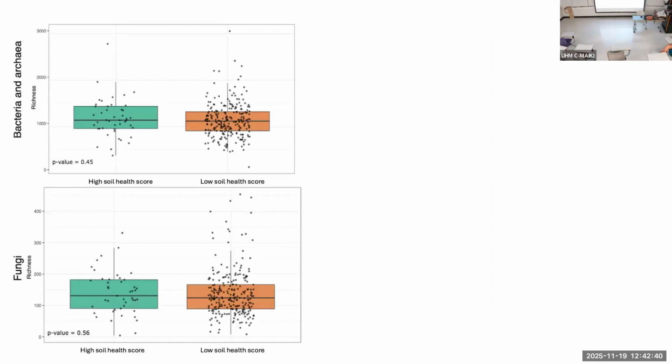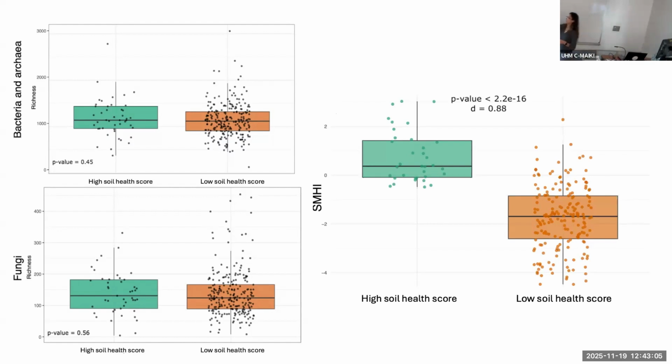And just before I talk about the results of the index that we created, once we divided the data into high and low soil health scores, if you look again at diversity, we can see that it does not stratify the data well. For both bacteria and fungi, we see no difference across these two sets of samples. However, once we calculate the soil microbial health index whose concept I just presented, we can see that this stratified the data, and we got this difference showing the different microbial communities in these two sets of samples.